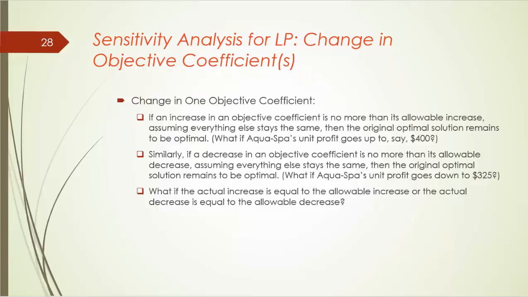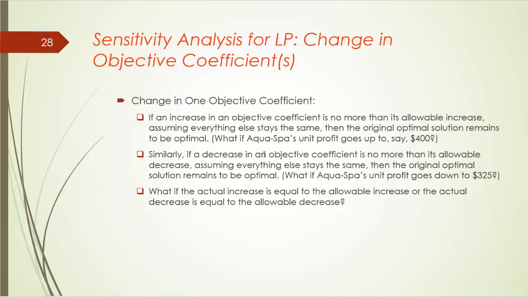To sum it up, this is how we use allowable increase and allowable decrease associated with objective coefficient. If an increase in the objective coefficient is no more than its allowable increase, assuming everything else being the same, then the original optimal solution remains to be optimal. Similarly, if an actual decrease in objective coefficient is no more than its allowable decrease, assuming everything else being the same, then the original solution remains to be optimal as well.